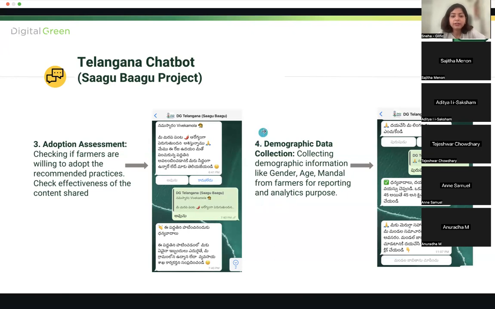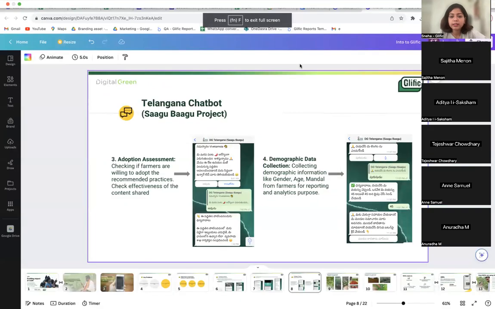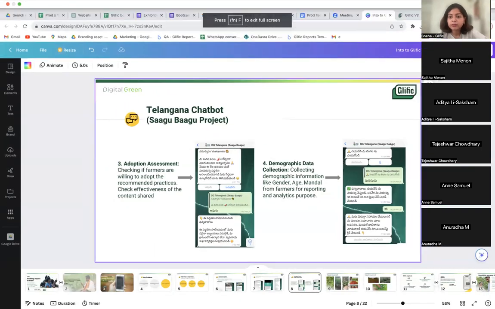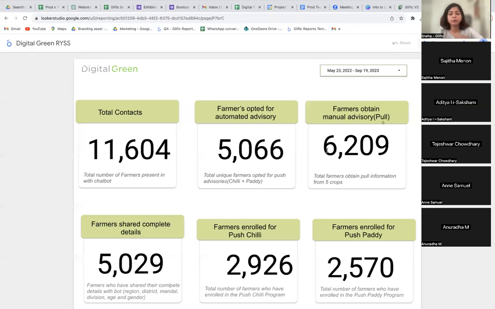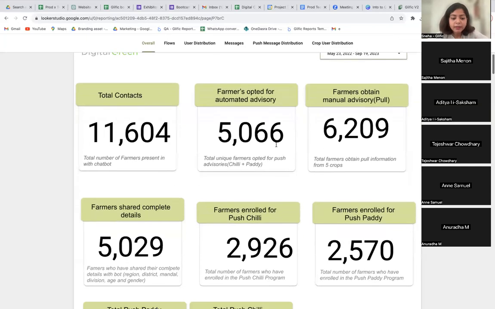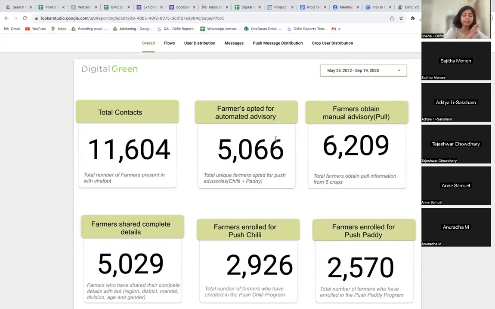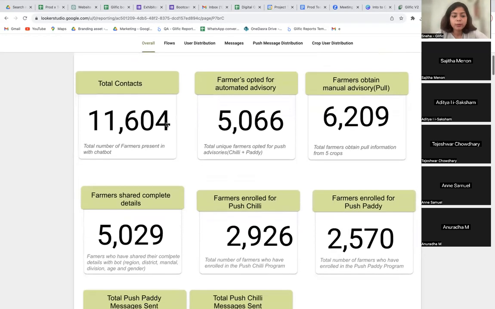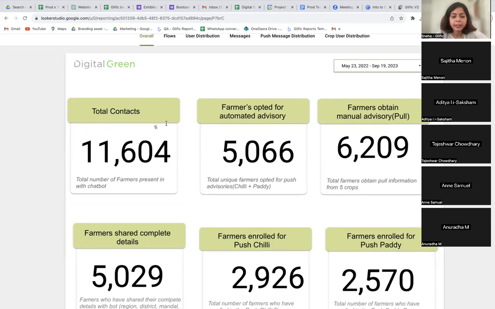I will also quickly share how their data dashboard looks, because that would complete the picture. Whatever data was there on the chatbot, they wanted to visualize it and see the impact. They wanted to clearly understand where the bot is and how many farmers it's actually sharing that sort of relevant information with. So this is a data dashboard which they have created, and I'll just run you through it.